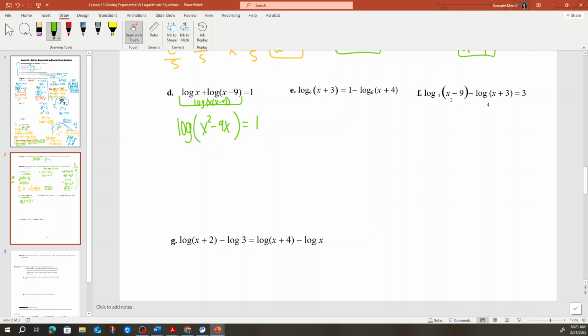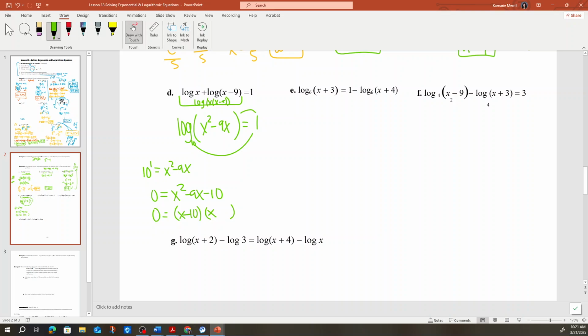So I convert. How does this one convert when I don't have a base written? It's a 10. So I treat this like it's a 10 and I convert. So I get to say 10 to the first power is x squared minus 9x, and now this is quadratic. So we get to compare it to 0. So always compare to 0 so we can factor, right?